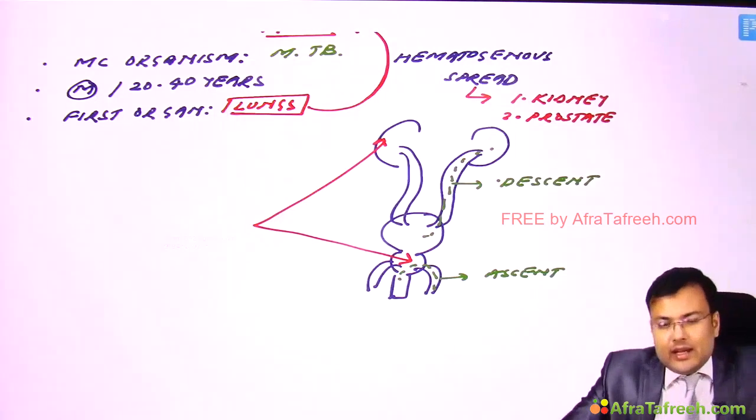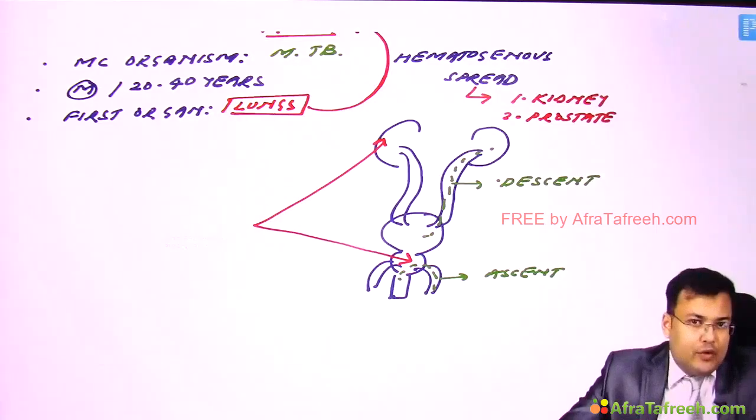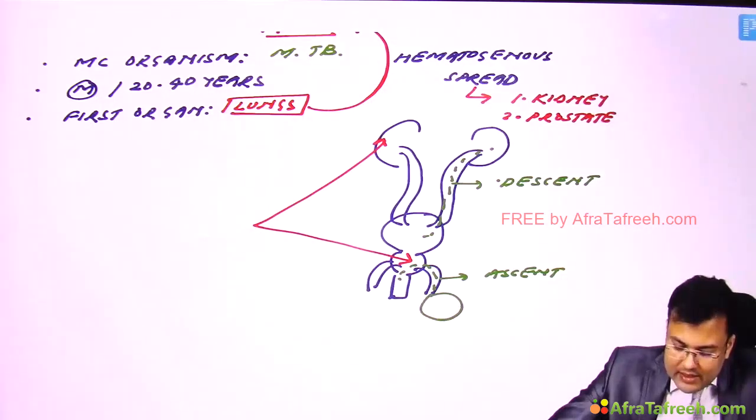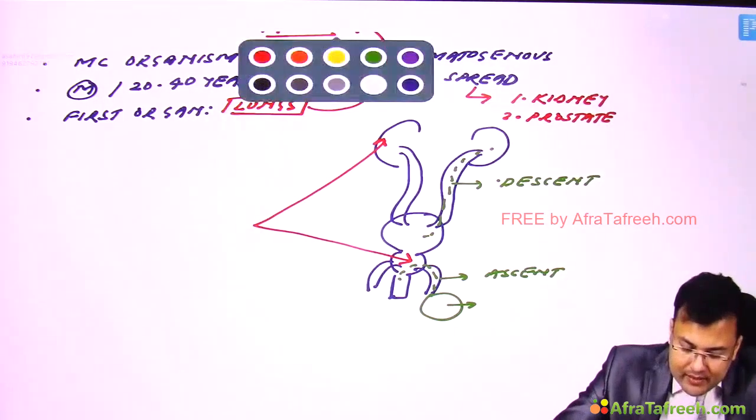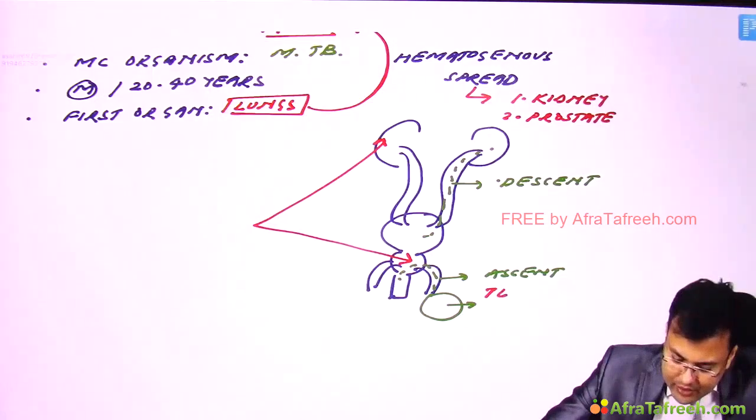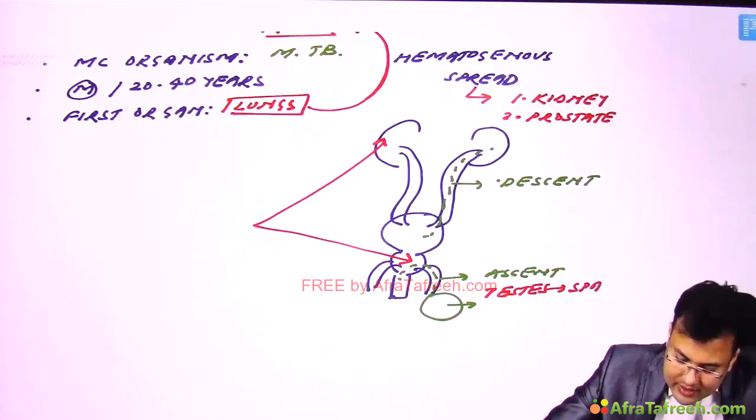Clear? In this diagram, you can see that one organ is missing and that organ is spared. So which organ is missing in this diagram? You can see, testis. So this testis is spared. So in genitourinary tuberculosis, important point, the testis is spared.